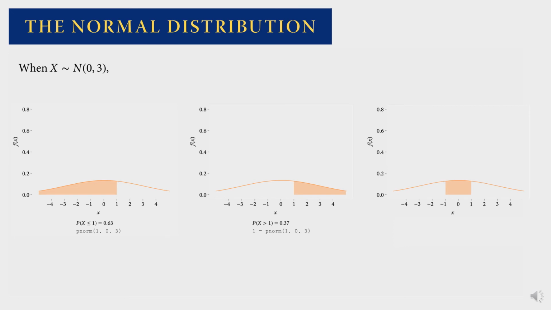Now, what if I want the probability that x is between -1 and 1? How would I find this area? There are a few ways to do it, but probably the most straightforward is to find the area that's less than 1.